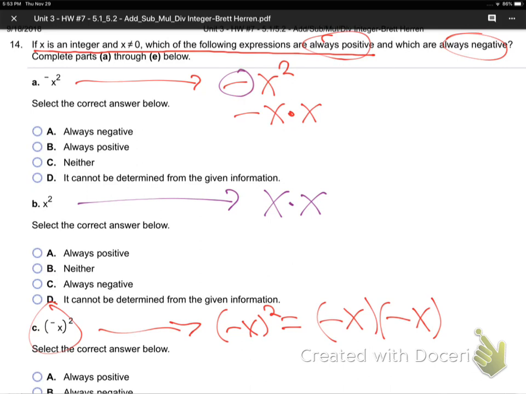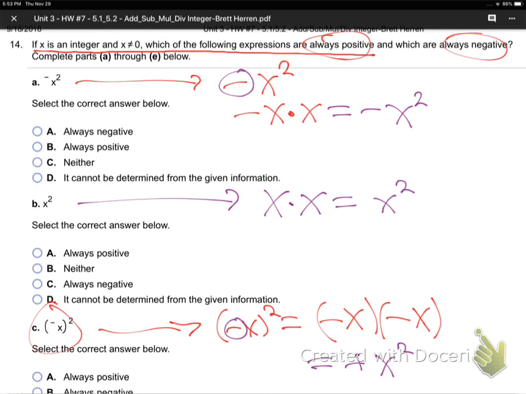The negative is not being squared, whereas here the negative is in the parentheses, so it is squared. There are two of them. So you know, two negatives down here. Two negatives make that positive x squared, right? Whereas this one negative makes that negative x squared, and this one is just regular x squared.